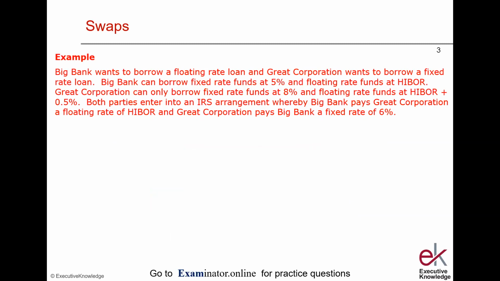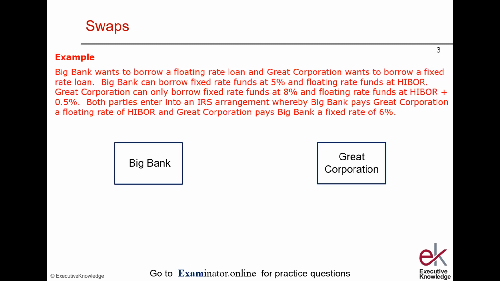Okay, let's look at an example. Big Bank, and it will be this amount of text in the question. Big Bank wants to borrow a floating rate loan, and Great Corporation wants to borrow a fixed rate loan. So there are your two arrows at the top of the diagram when we get there. Big Bank can borrow fixed rate funds at 5% and floating rate funds at HIBOR. HIBOR is floating rate. Great Corporation can only borrow fixed rate funds at 8% and floating rate funds at HIBOR plus 0.5%. So you can see that Big Bank is better off in both fixed rate and floating rate funds. Both parties enter into an interest rate swap arrangement whereby Big Bank pays Great Corporation a floating rate of HIBOR, and Great Corporation pays Big Bank a fixed rate of 6%.